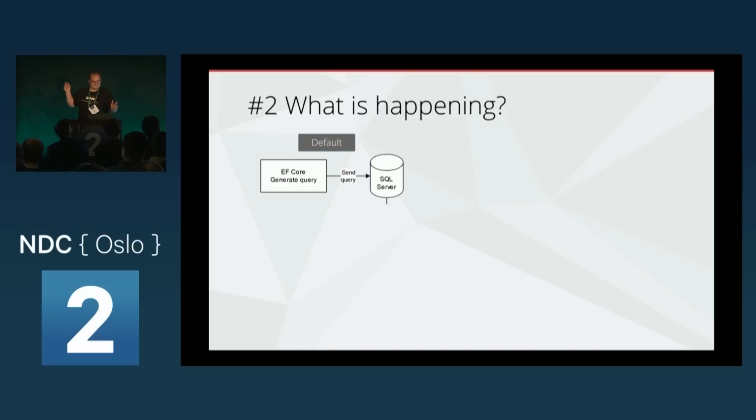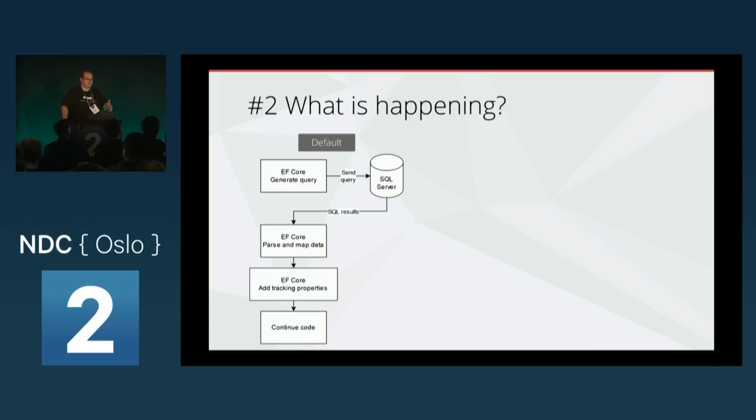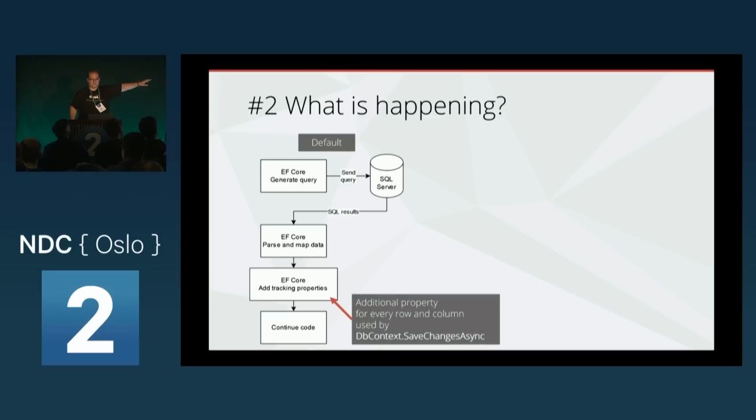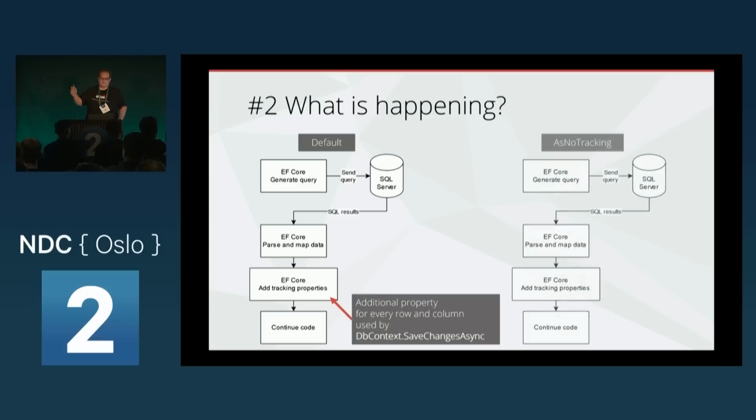All right, so what happens behind the scenes? When we generate queries, we send the query from EF Core to SQL Server, we get back the data, and we parse the data and map it. This is all done behind the scenes. But there's an extra step: EF Core tracking. Basically, it hides some data that you cannot see directly in your code to know how your entities are being changed. Then you get back results in the code where you can use them. Any changes you make to the entities you get back this way will be captured by DbContext SaveChanges. Now, if you use AsNoTracking, this step is skipped.